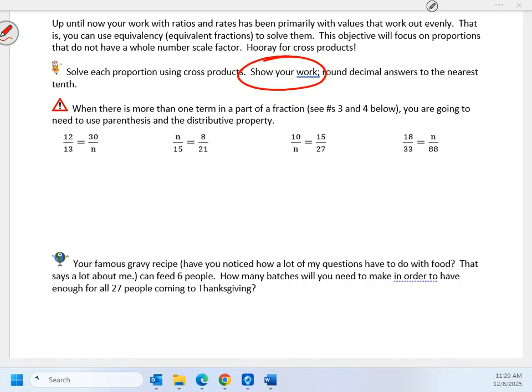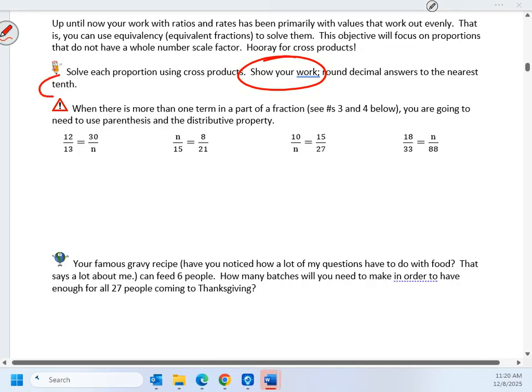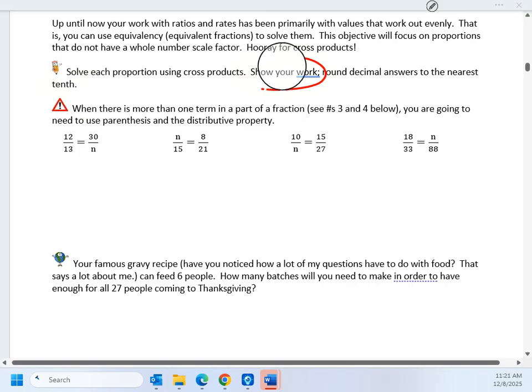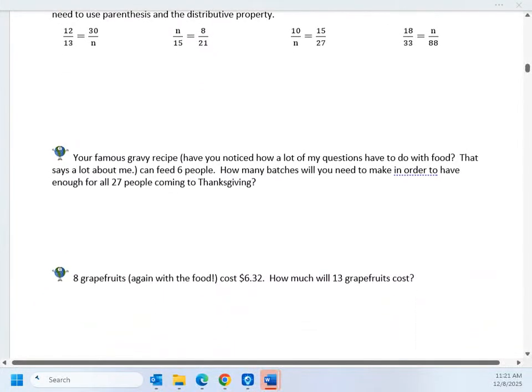We're going to round our decimal answers to the nearest tenth. Unless we're working with money. If we're working with money, what should we round to? Hundredth, right? Because those cents go out to the hundredth place. So when we're working with money, you can round to the hundredth. So let's see how this works. Remind ourselves how to do cross products.